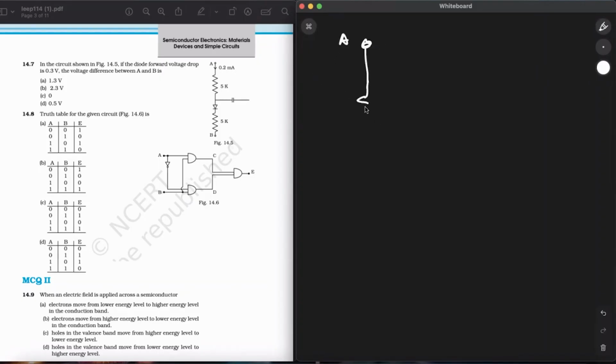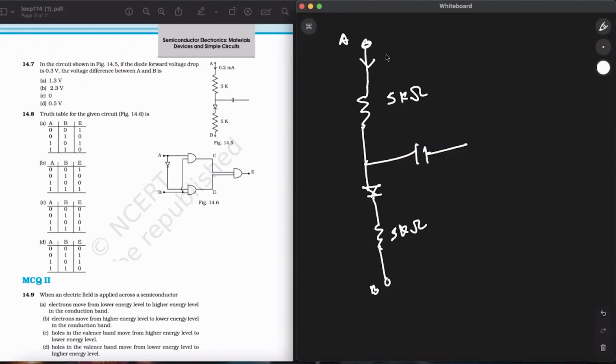Point A. So a 5 kilo ohm resistance over here, a capacitor going over here, a diode over here, a 5 kilo ohm resistance again, and then we have point B. What has been given in the question is a 0.2 milliampere current, 5 kilo ohm over here, 0.3 volt, 5 kilo ohm over here. So that has been given to us already. The voltage drop across the diode is 0.3 volt.